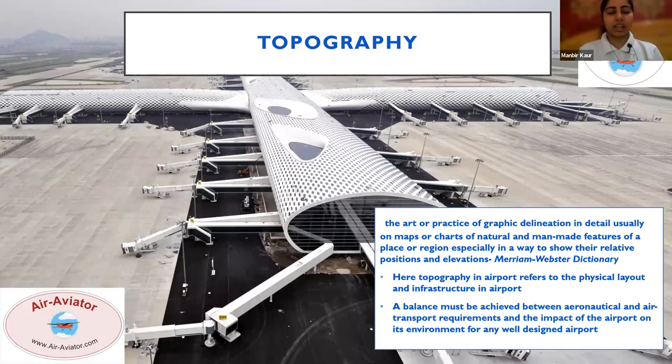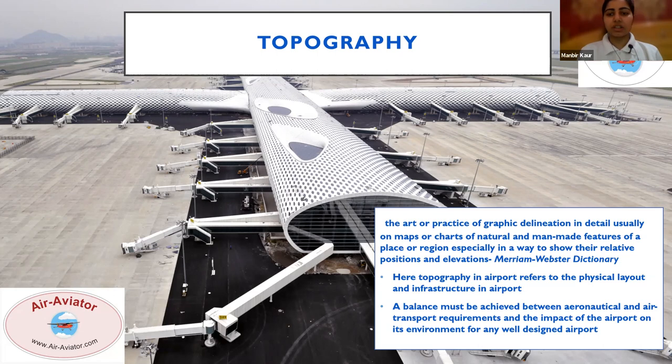It is something which characterizes the area of a land, especially where that land is supposed to be built, its position with respect to the location. So that is what topography means. It is the art or the practice of graphing in detail, which is usually used on maps initially, because initially these are made up of a piece of paper or a chart of natural and man-made features of a place or a region, in a way to show their relative positions and the elevation.